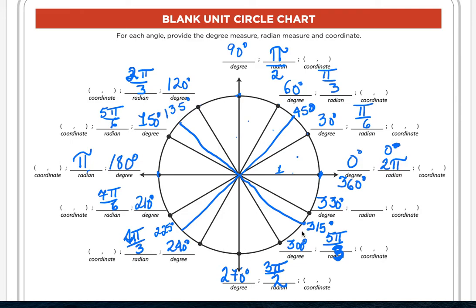10 pi over 6. Okay, I don't know. I'm going to have to look at this again. 5 pi over 3. Okay, 7. Okay, then right here is 11 pi. Ew, this is bad. I'm sorry.